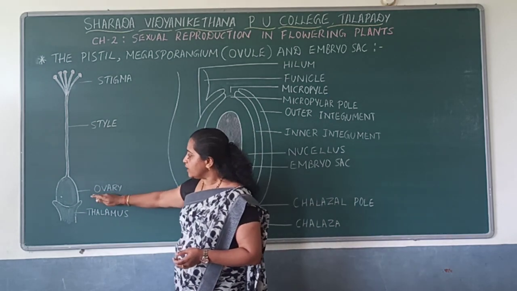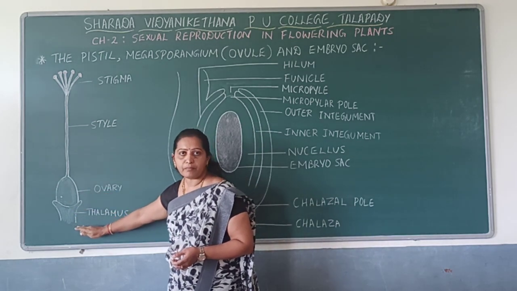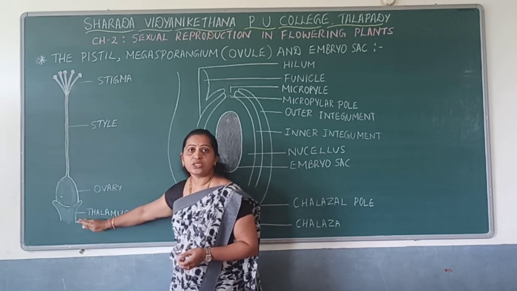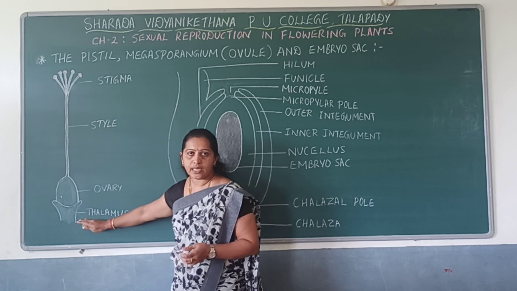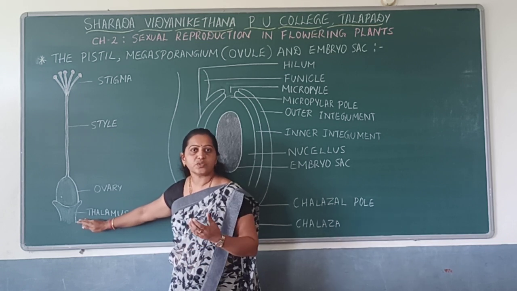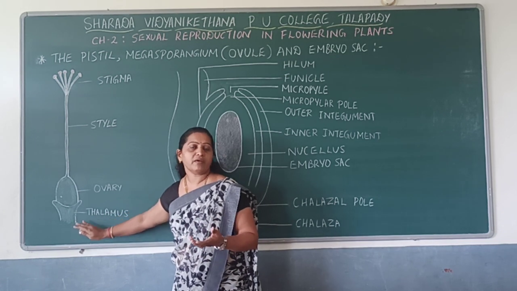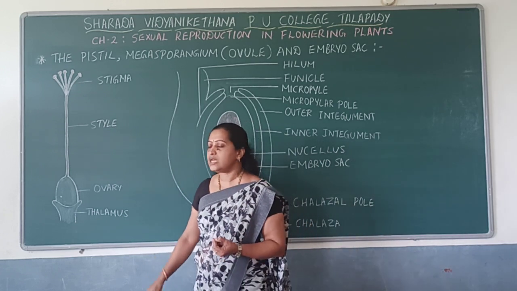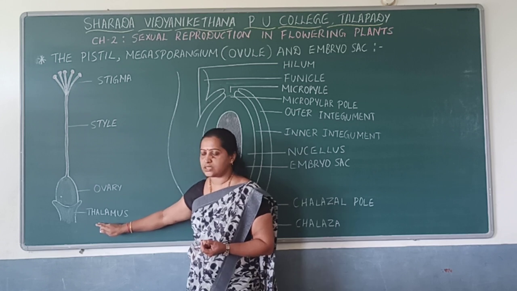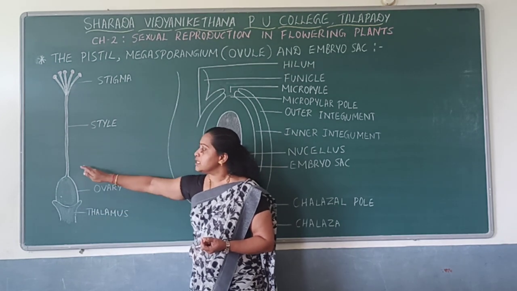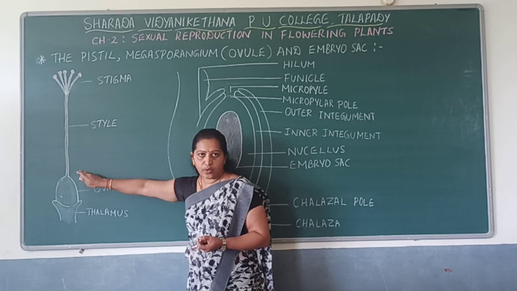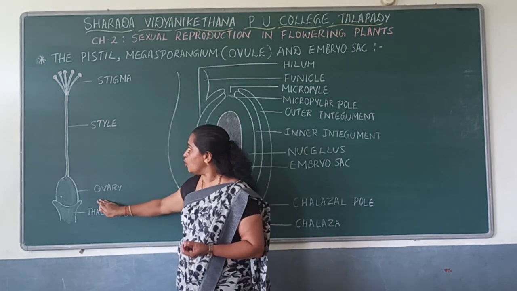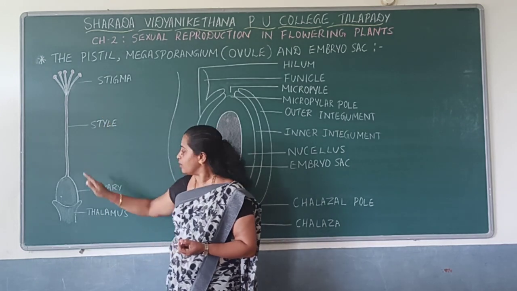The ovary is usually placed on the thalamus. You know that thalamus is the swollen part of the pedicel. In the previous class we discussed the structure of a typical flower, where we came across a stalk-like structure known as pedicel, and the tip of the pedicel which is swollen to form the thalamus. So on the thalamus, the pistil is located. The pistil has three distinct parts: ovary, style and stigma.